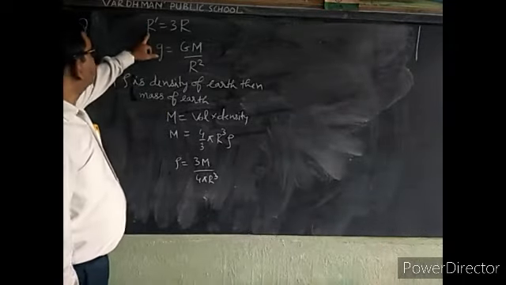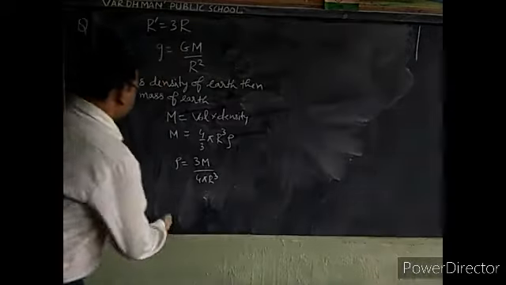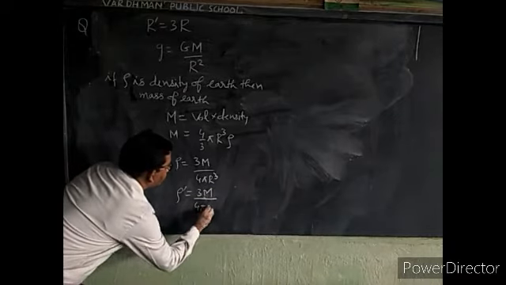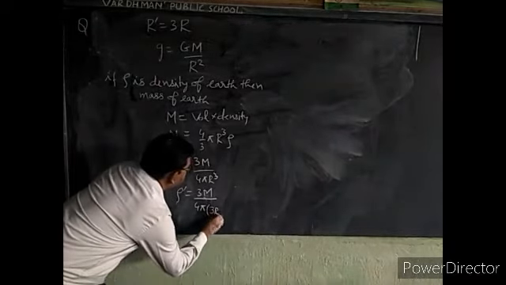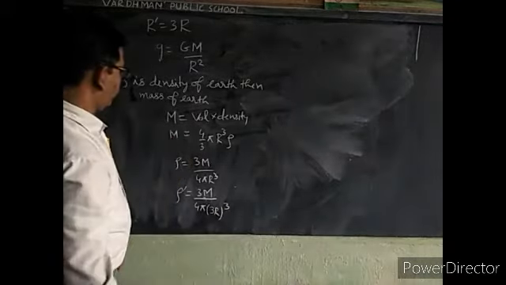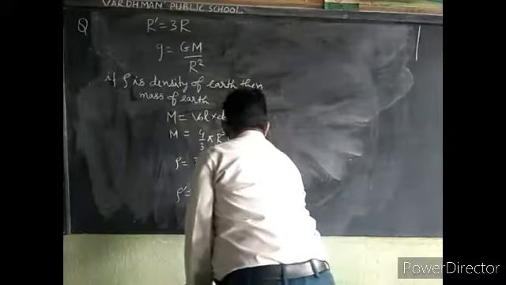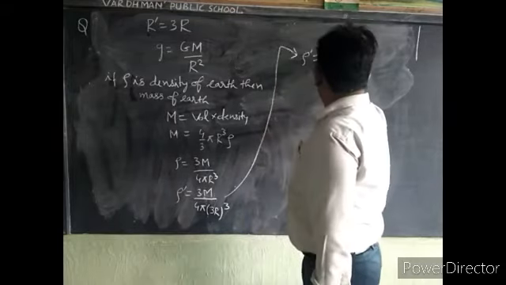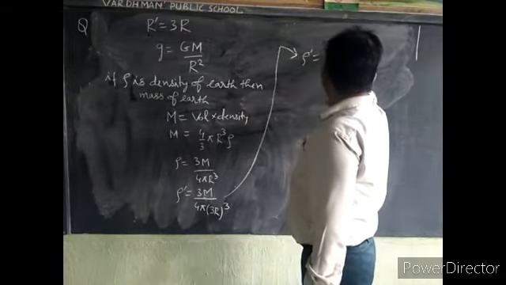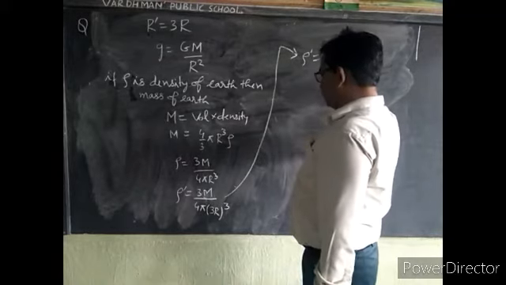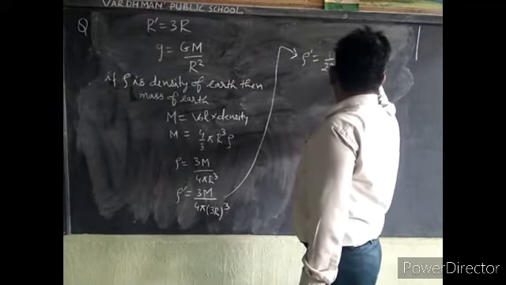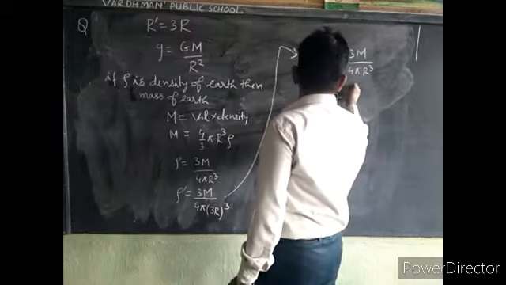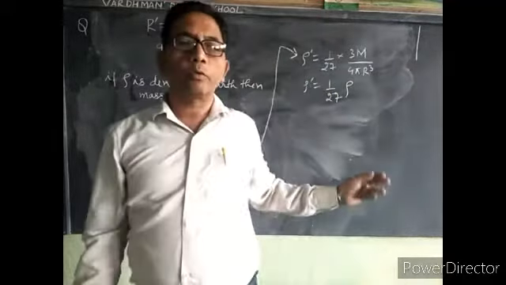Now the new radius is 3 times the original radius, then rho dash is equal to 3M upon 4 pi (3r) cube, that is, rho dash is equal to 1/27 into 3M upon 4 pi r cube. Rho dash is equal to 1/27 rho.